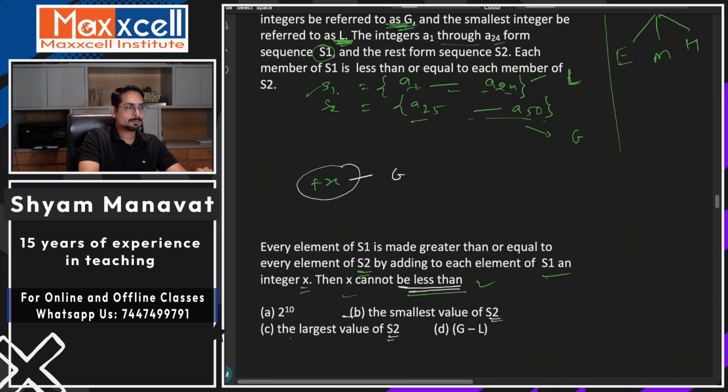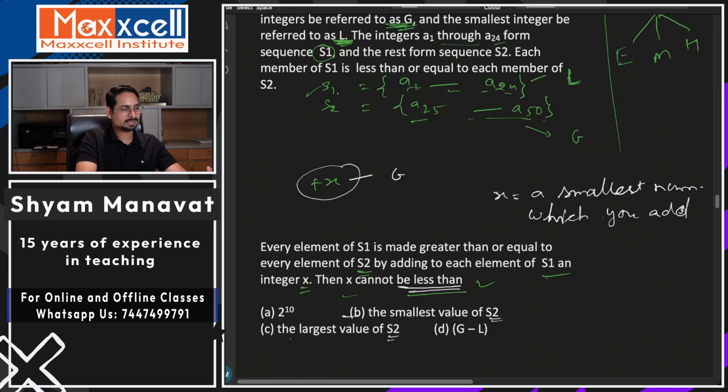X refers to the smallest number which you add. I'm sure most of you must have got the answer by now.